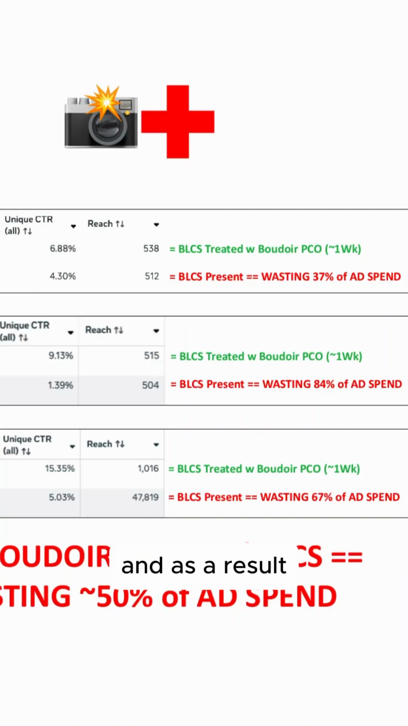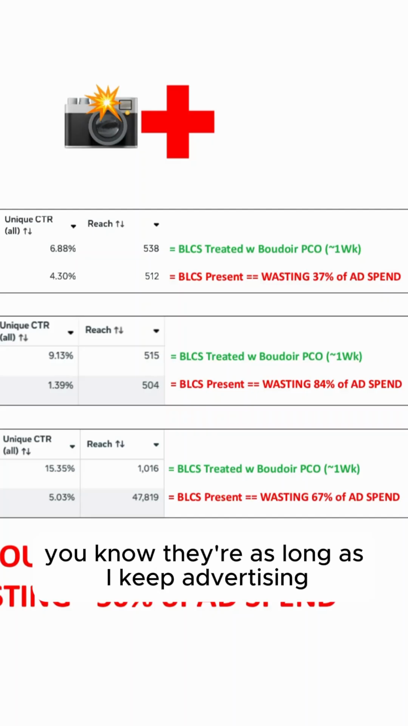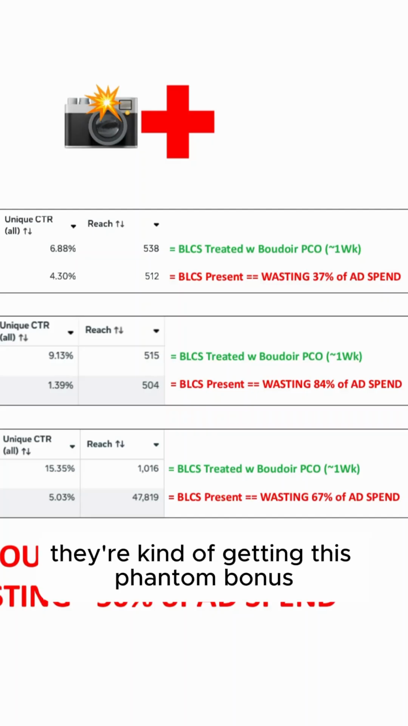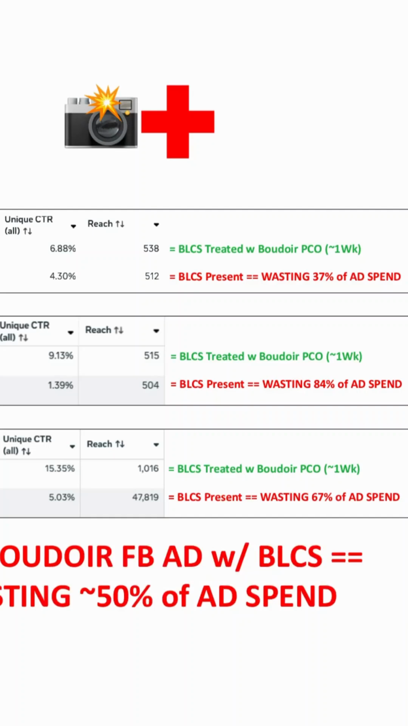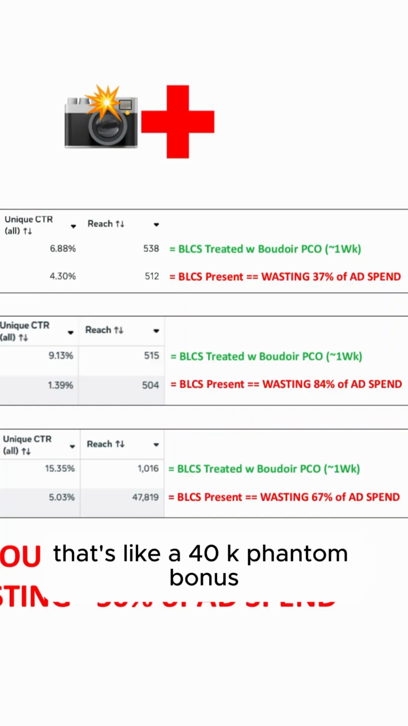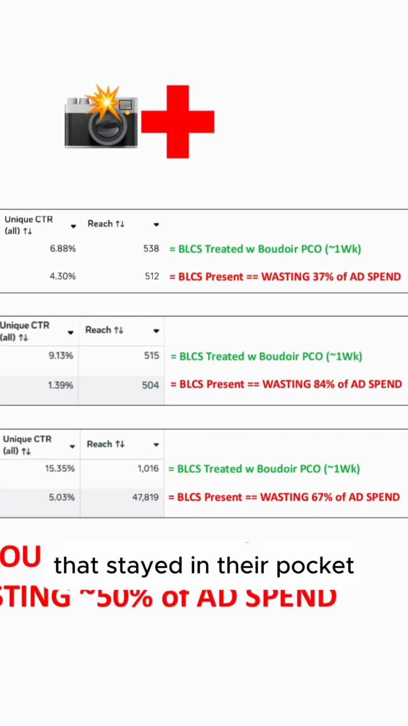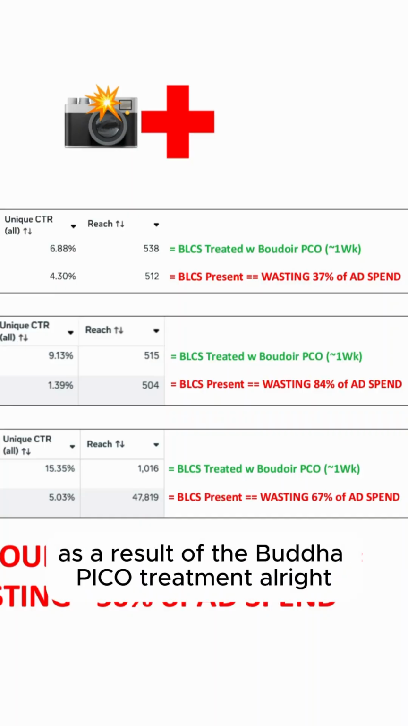And as a result, as long as they keep advertising, they're getting this phantom bonus in the background, $3,700 every single month. And at the end of the year, that's like a 40K phantom bonus that stayed in their pocket, that they didn't have to spend out of pocket as a result of the Boudoir Pico treatment.